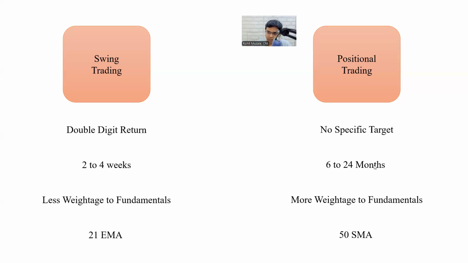Okay. In a swing trade, I might want to hold on to the stock as long as it is above the 21-day exponential moving average. And in positional trading, I want to hold on to a stock or at least some portion of my holding as long as the stock remains above the 50-day simple moving average. Okay. This is the difference between swing trading and positional trading.